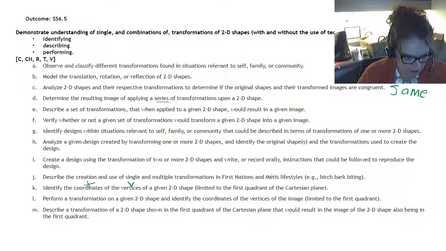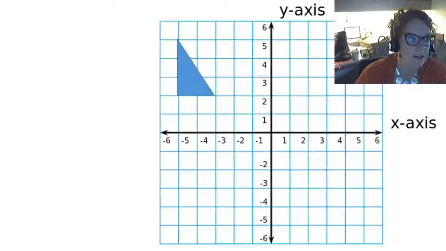Describe a transformation of a 2D shape shown in the first quadrant of the Cartesian plane that would result in the image of the 2D shape also being in the first quadrant. So we will get on to that. Let's go to our next slide.